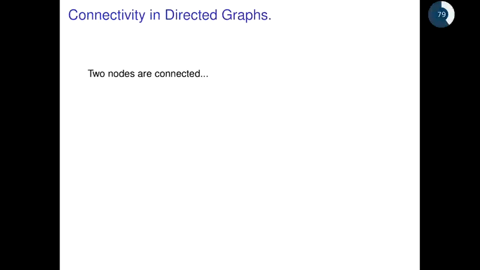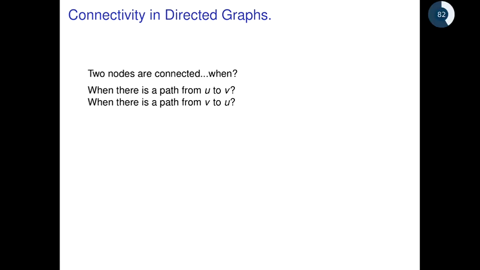Okay. So two nodes are connected in directed graphs. What does it mean to be connected? When are they connected? When there's a path from U to V, does that make sense? Should that be the definition of connectivity? It is in undirected graphs. How about when there's a path from V to U? Which one of these should be the definition of connected? Right. Okay, both. Good, right? You have to have both.